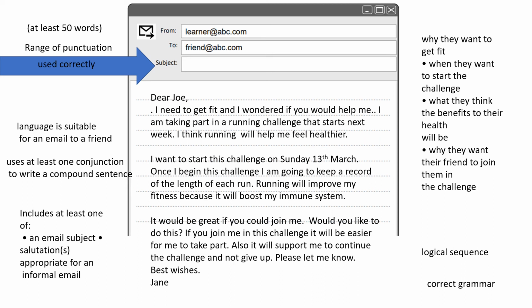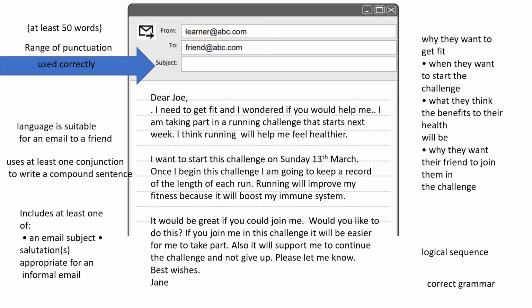So looking next for the examiner at, have you got an email subject? Can you see that blue arrow there pointing to subject? Oh dear, this candidate has forgotten to put the subject in there. But when the examiner is marking, they're looking for either the subject or the salutation. So the salutation is to your friend. So how you start the email off, Dear Joe. And it may be that you write hi to your friend, Hi Joe.